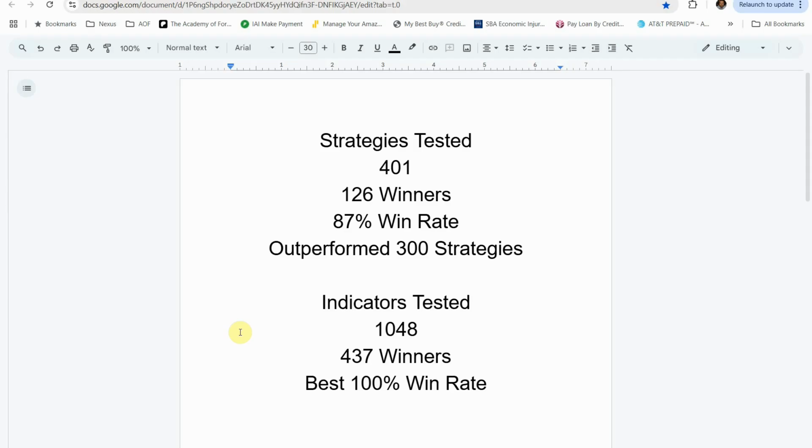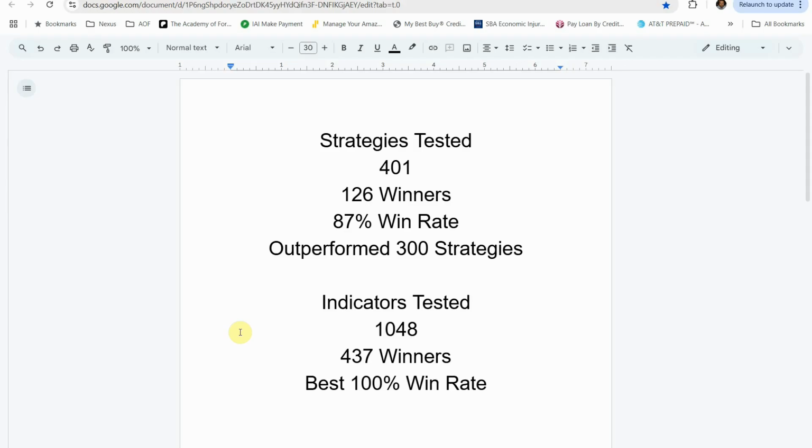Alright, as I said, today we will be testing a Forex scalping strategy. Before we do though, I wanted to put the testing scoreboard up for everyone to see. So to date, we have tested a total of 401 different strategies, with 126 of them being winners. The best one so far was able to achieve an 87% win rate. That was achieved using the Academy of Forex indicator.